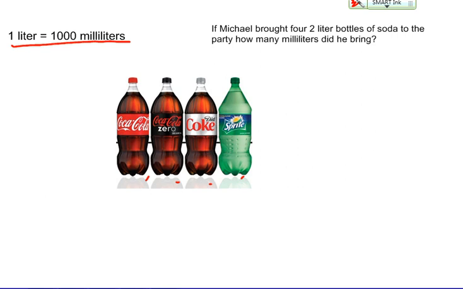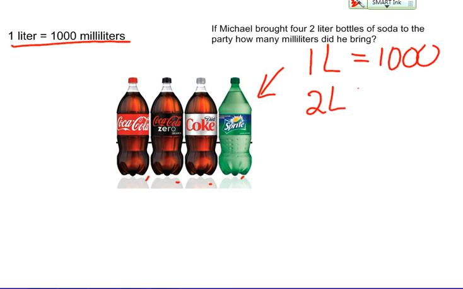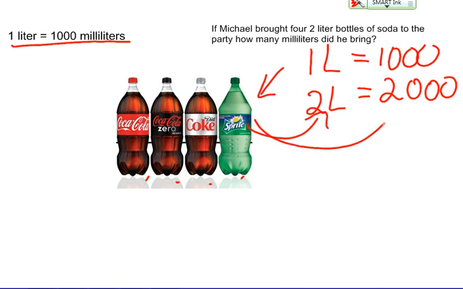All right. So we're going to use this information. We know that 1 liter equals 1,000. However, one of these is actually 2 liters. So how many milliliters are in 2 liters? And of course that would be 2,000. Right? Since we have 1 2-liter bottle, here's our Sprite. That's 1 2-liter bottle, which means we have 2,000 milliliters so far.